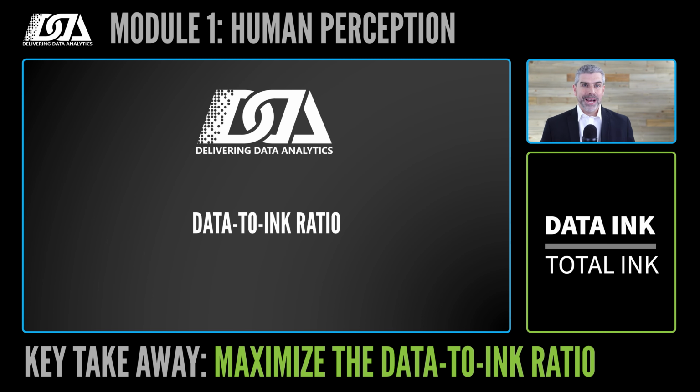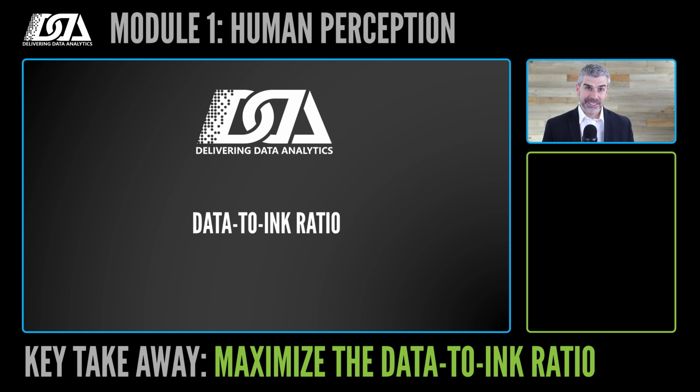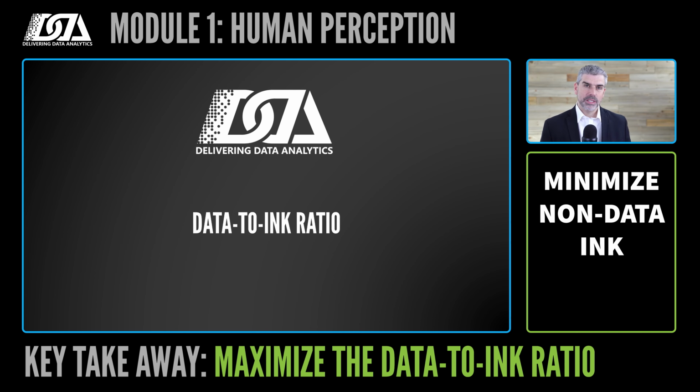We want to maximize the data to ink ratio in general without sacrificing design too much. So that means most of the ink we're using is going to be used for showing data, and a lesser, minimized amount is going to be used for showing the visualization in general. I'm going to show you a before and after at the end of this lesson, so you can really see an example of a high data to ink ratio and a low data to ink ratio.